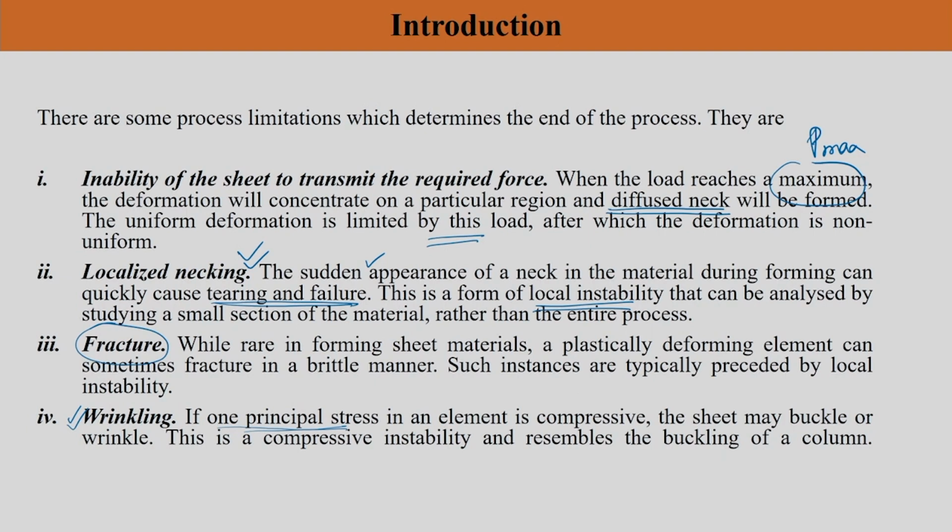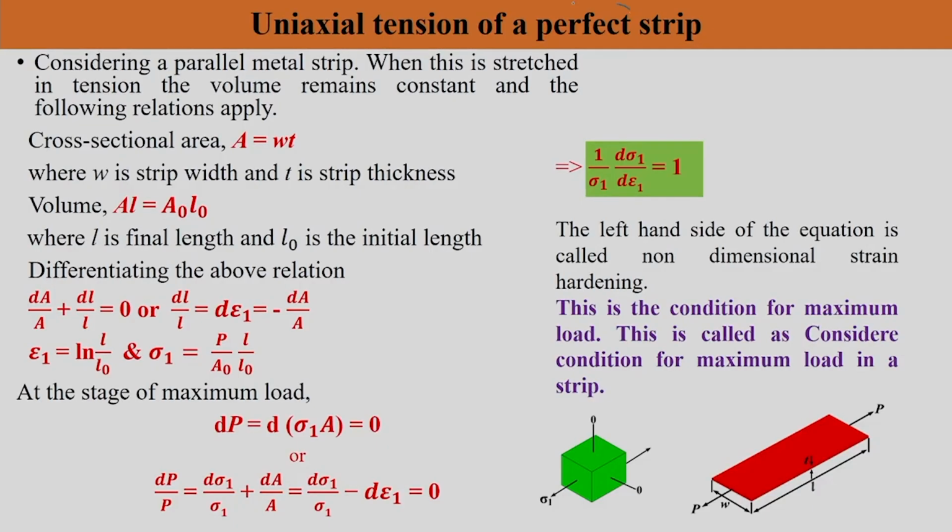And when we speak about load instability, what do we mean by load instability? It means instability we are going to describe in terms of load requirement. We are going to put some condition on the load requirement. Okay, when instability is going to happen, the load is going to satisfy this particular condition, and then we keep on deriving some equation. Finally, it leads to a very useful equation through which you can predict the appearance of a neck during deformation. So, the first section that we are going to pick up is basically uniaxial tension of a perfect strip.